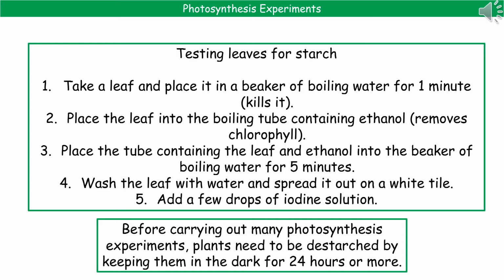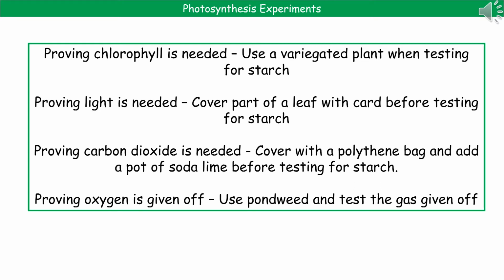Key thing to remember, we de-starch our plants before doing any photosynthesis experiments by keeping them in the dark for 24 hours. 4 key experiments we could do here. If we want to prove chlorophyll is needed, then we use a variegated plant because they're the ones with chlorophyll in some places and not others, and then we test for starch as already described.